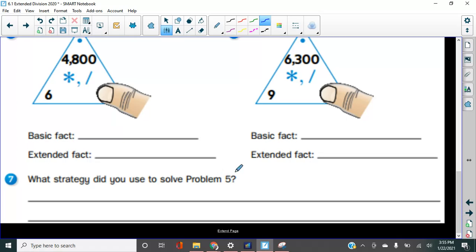Number 7 asked you, what strategy did you use? So use those sequence words, right? First, I... Then, comma, I... My answer is... Make sure that you write your steps down there.